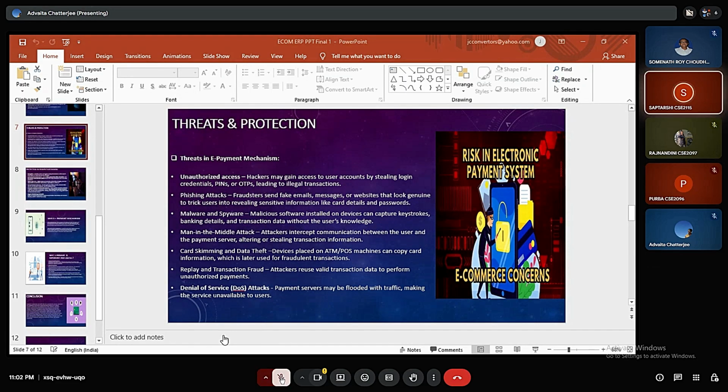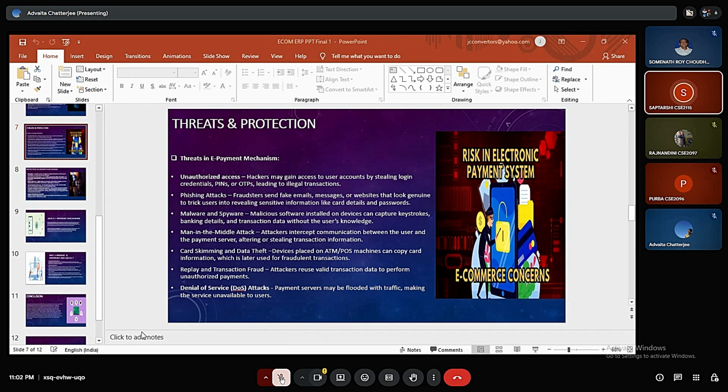Now let us look at the major threats in an e-payment mechanism. One common threat is unauthorized access, where hackers steal login credentials, PINs, and OTPs and perform illegal transactions. Another serious issue is phishing attacks, in which fraudsters send fake emails or websites that seem genuine and trick users into sharing sensitive information like card details and passwords.